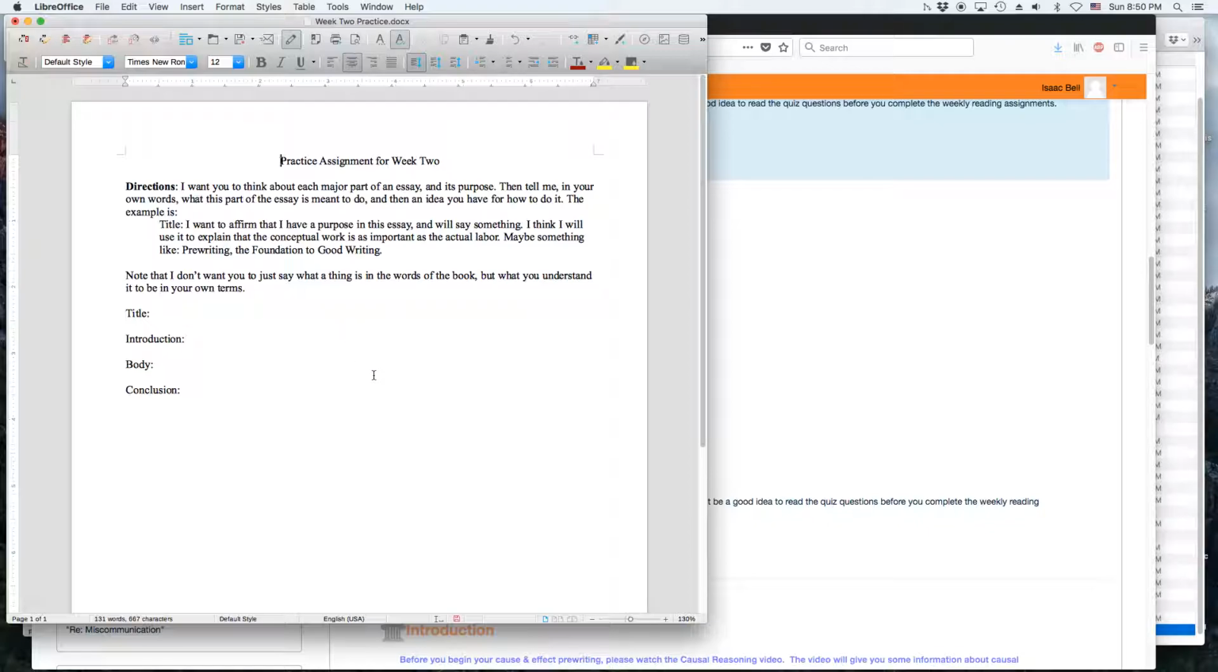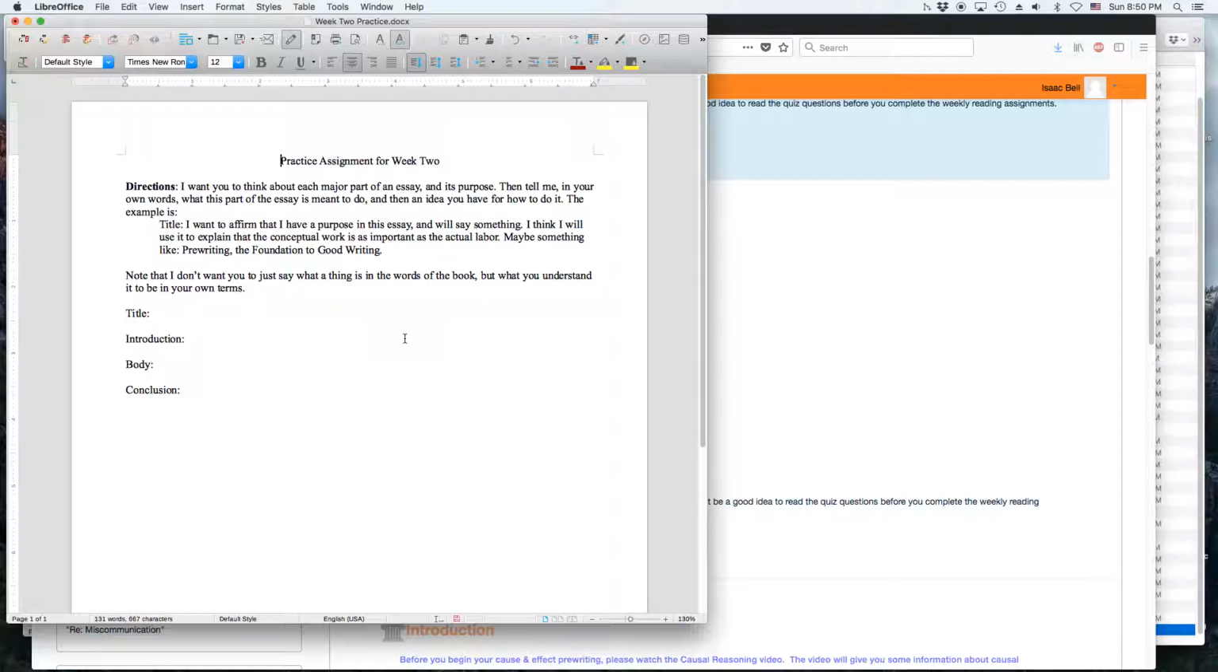This just helps you show what skills you already have or what your understanding is of these steps. So this is taken from the chapter on drafting an essay, and there are four main parts that the chapter discusses of an essay: title, introduction, body, and conclusion. And what I want you to do is give me, in a few sentences, as you see here in the example, what you think this part of the essay is for, how it should be used, and how you will be using it, and then give me a brief example of something you want to do with it.